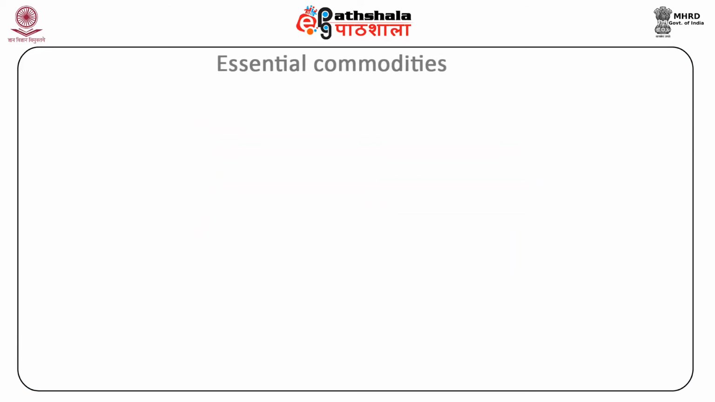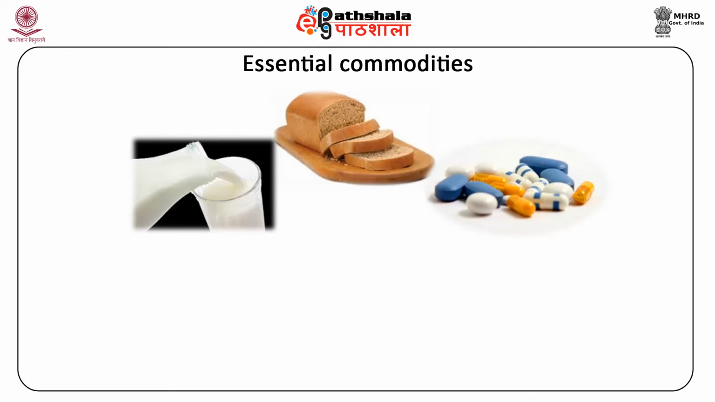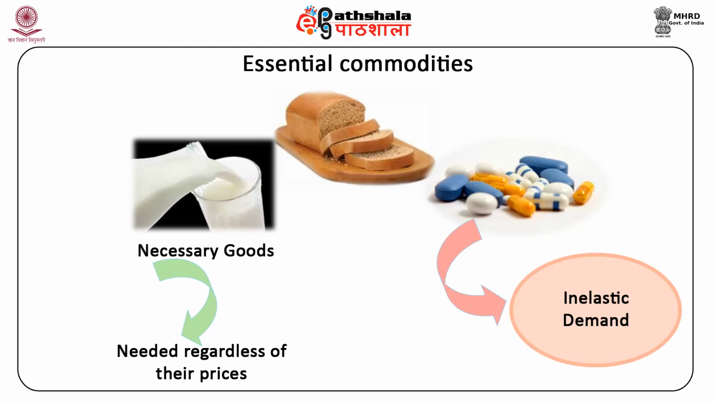Essential commodities. The extent to which the commodity is necessary is another factor that determines its elasticity of demand. For example, bread, milk, and essential medicines are all necessary goods. These are needed regardless of their price. So demand is said to be inelastic for these products. So the higher the degree of necessity, the greater will be the degree of inelasticity of such products.